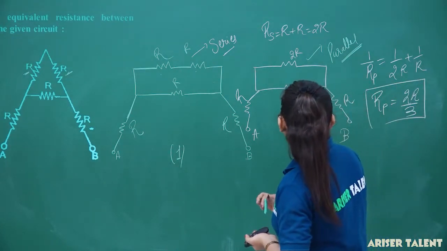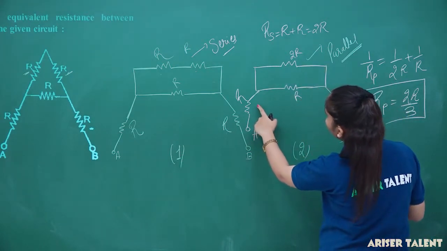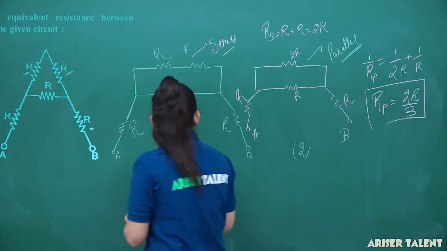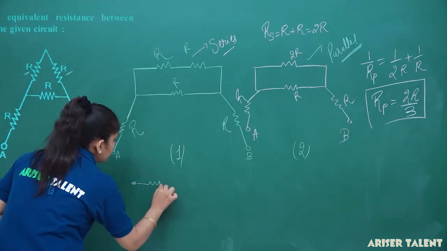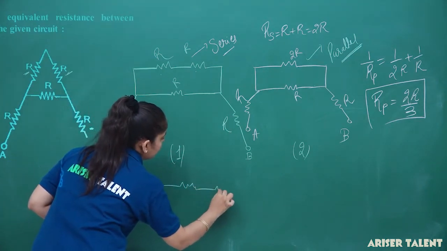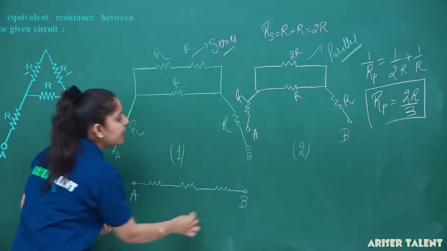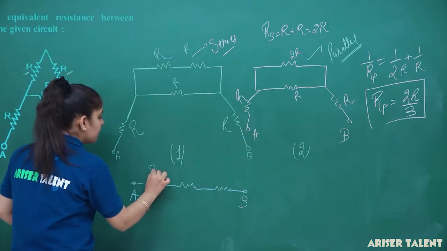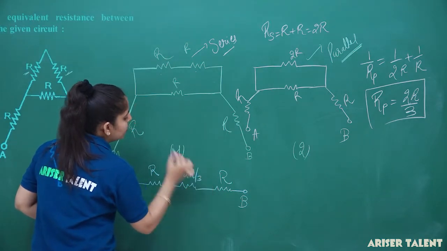Now, this is our 2R by 3 resistance in this parallel combination, and again you have the two resistances connected here, R and R. Now again redraw the circuit, that is your step number 3. This is our point A, this is our point B. You have these two resistances in these arms. So this is our R, this is our R, and it is our 2R by 3.